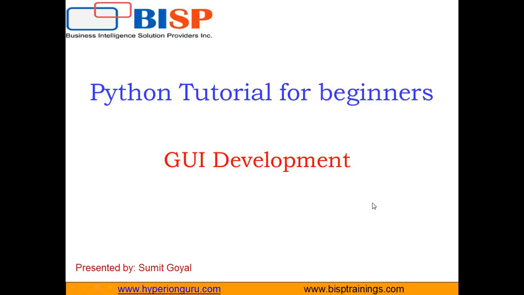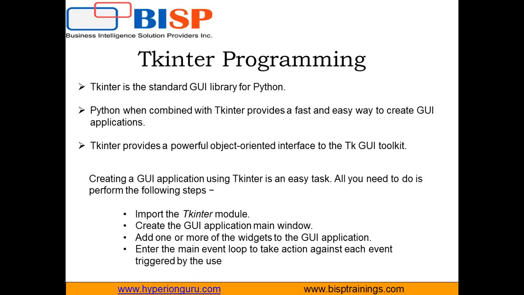In this tutorial we'll discuss GUI development. I will tell you how, by using Python programming, we can develop a GUI application. So let's understand what a GUI application is. To create a GUI application in Python, we need to use Tkinter, the standard GUI library for Python. So we need to download and install it, or if you have downloaded the latest version of Python, you will get this Tkinter library, which is inbuilt in your Python folder.